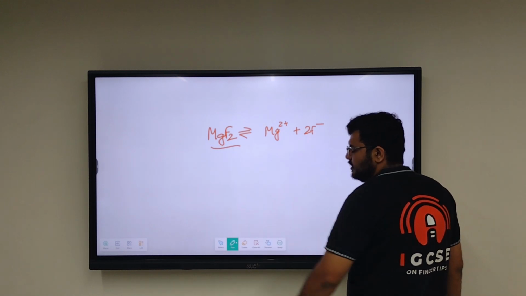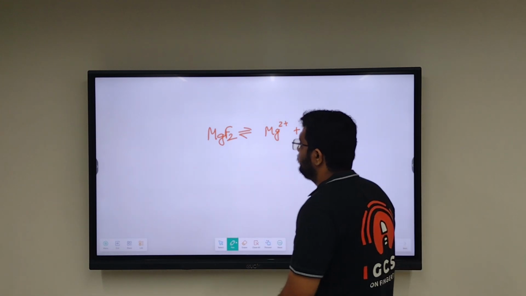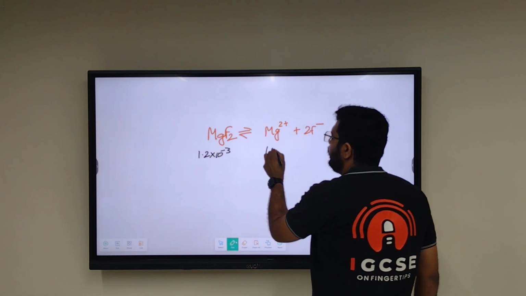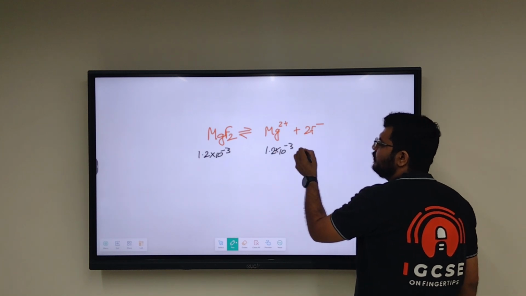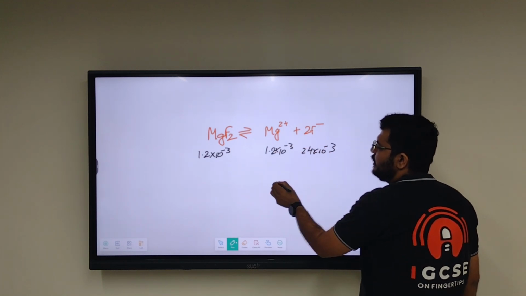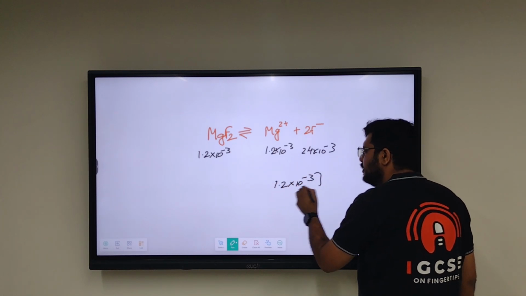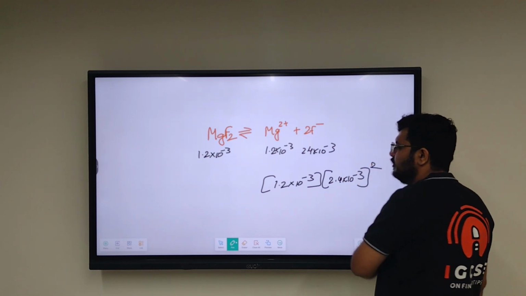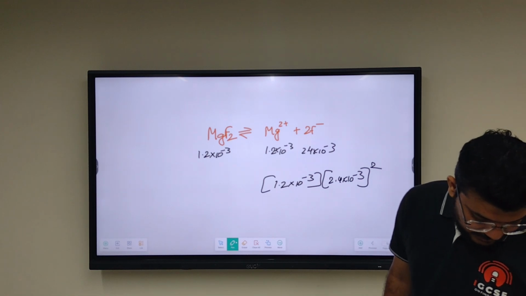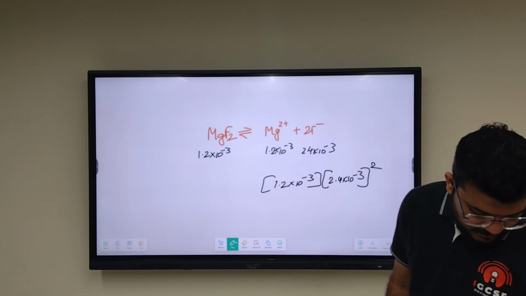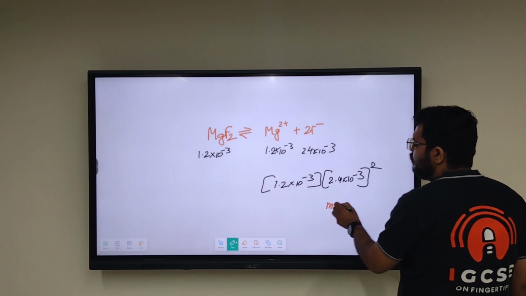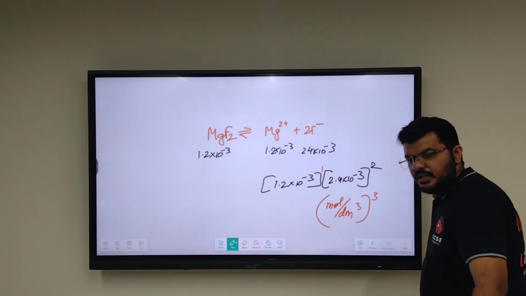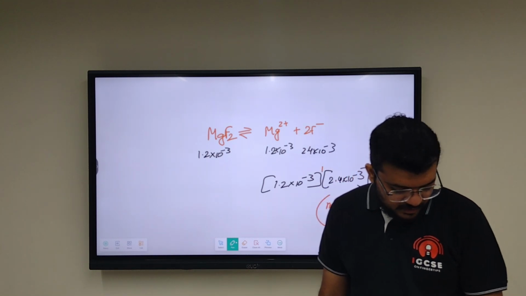Can you help me with the value of this concentration? What is it? It is 1.22 times 10 to the power minus 3. So this will be 1.2 times 10 to the power minus 3, but this will be 2.4 times 10 to the power minus 3, and your answer is 1.2 times 10 to the power minus 3 multiplied by 2.4 times 10 to the power minus 3 raised to power 2. This is how you find out the KSP. And then for the units, you will write mole per dm cube raised to power 3, because 1 plus 2 is 3. Easy, you can find this out.